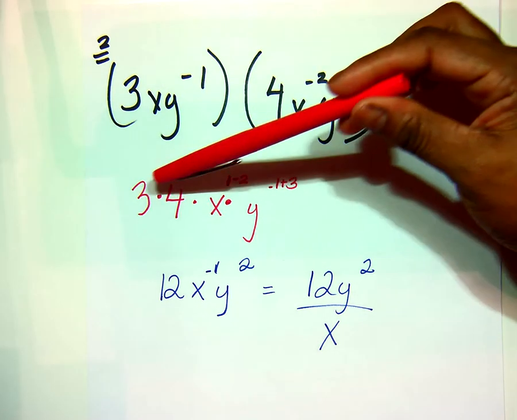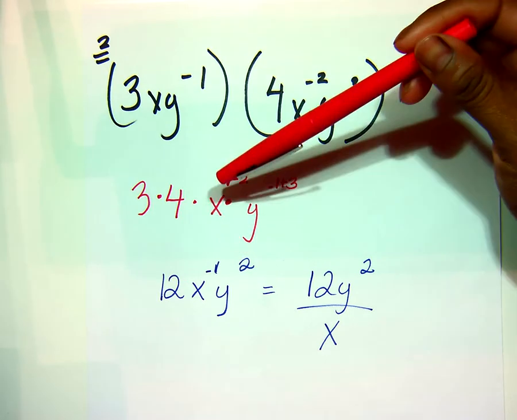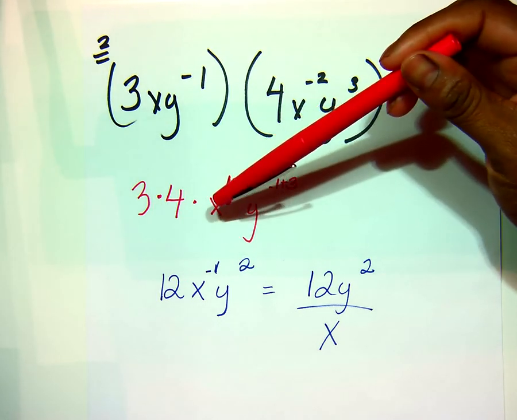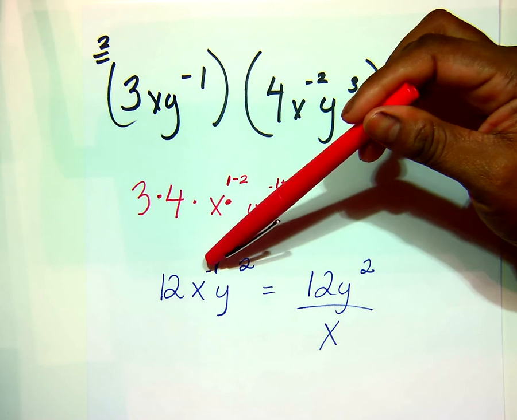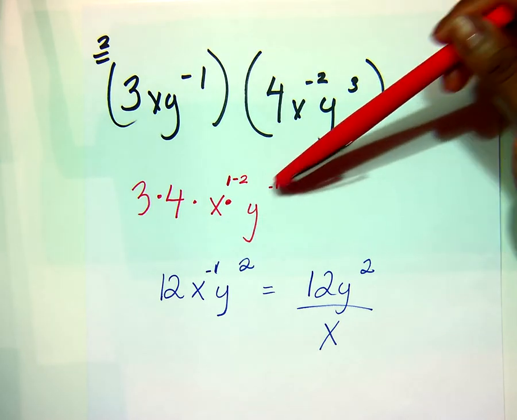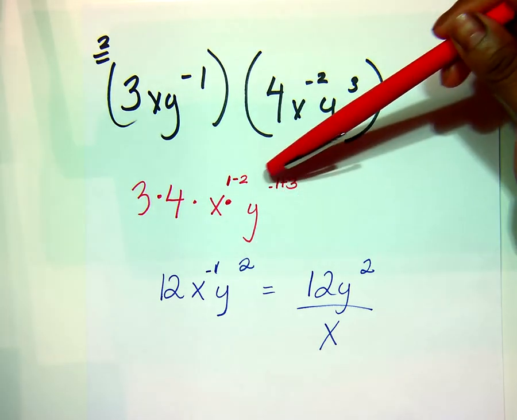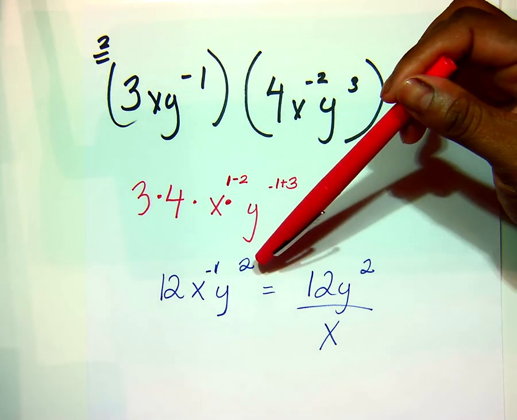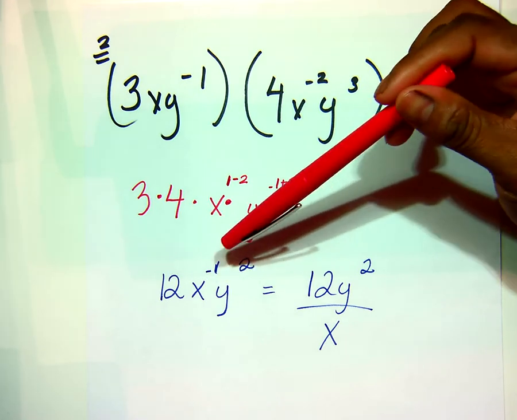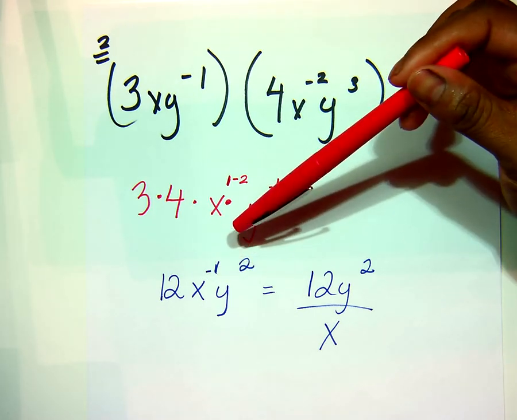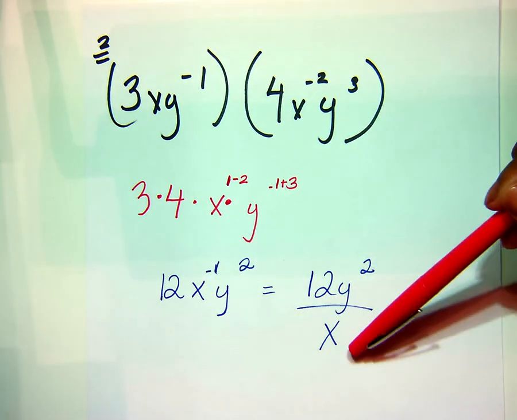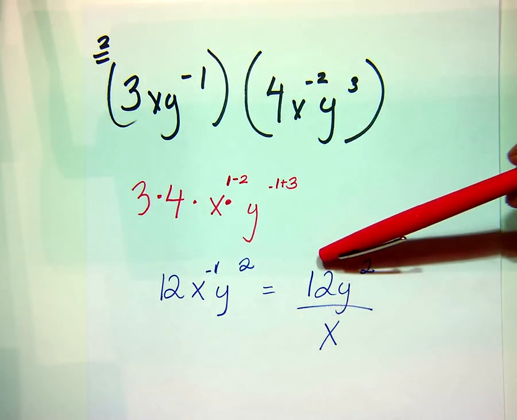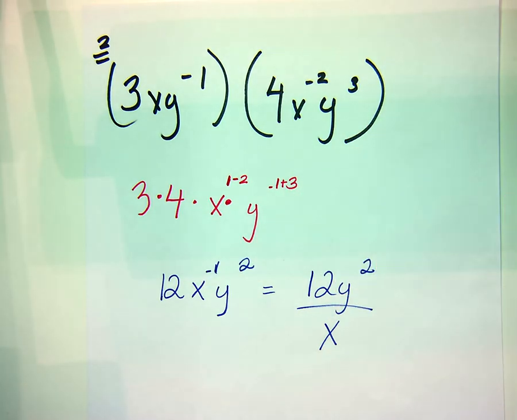So again, you multiply your coefficients, which gives you 12. In regards to your exponents, you're going to actually add. So 1 minus 2 gives you -1. And then for your y exponent, you're going to have 2 because -1 plus 3 gives you 2. You're going to rewrite it using only positive exponents. So note that anything that's on a negative is going to be on the bottom. Therefore, your final answer will be 12y squared over x.